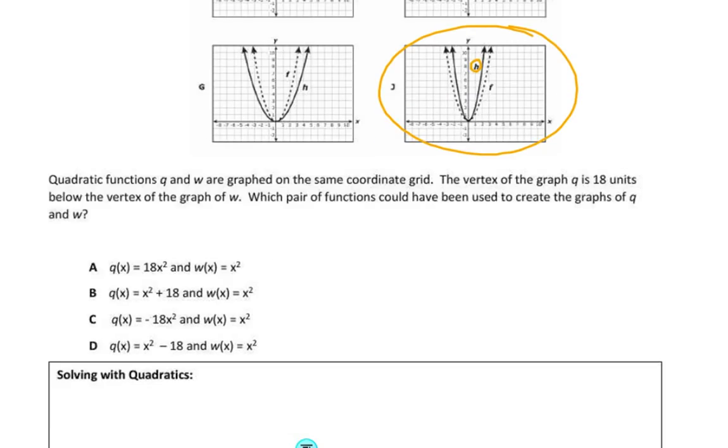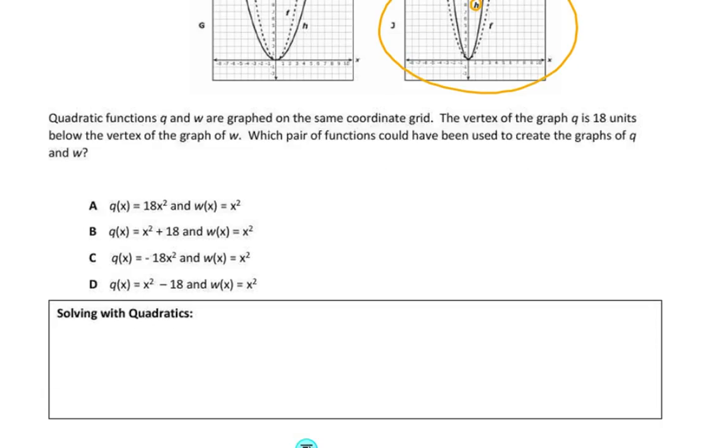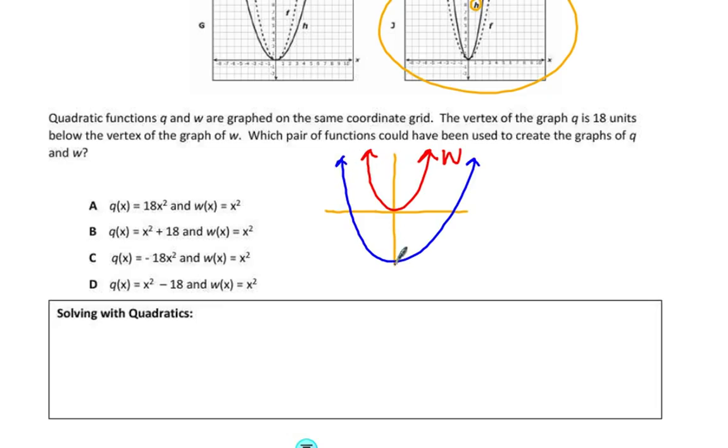Cool. All right, quadratic functions Q and W are graphed on the same coordinate grid. The vertex of the graph Q is 18 units below the vertex of graph W. So I'm going to kind of draw a little picture here to give myself a visual. So I have some function Q, or I'm going to draw W. So here's W, and let's call this guy Q. And it says that the vertex is 18 units below. So let's pretend that this is 18 units below, and this is Q. All right, so that gives me some idea which pair of functions could have been used to create this.